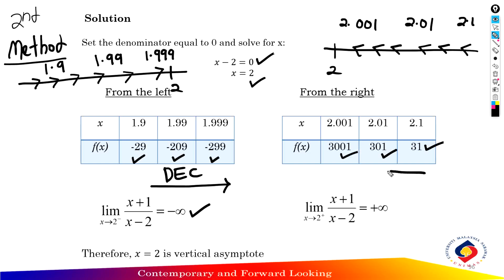So f(x) increases to positive infinity. Write down the limit as x approaches 2 from the right of (x + 1) over (x - 2), and the answer equals positive infinity. And then x equals 2 is a vertical asymptote of the rational function.